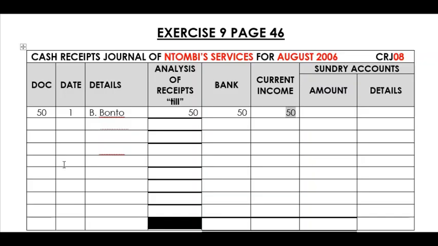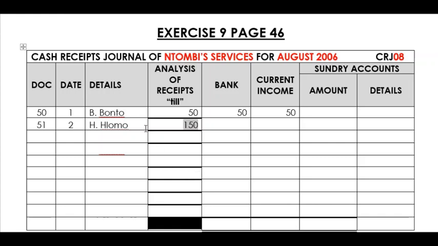Okay, so if you go to your CRJ, you will say this is receipt number 51 because it must follow on the previous receipt number there. Okay, then it was on the 2nd of August. We received it from H. Tlommel. I think that's how you pronounce that name. 150 Rand. It was the only receipt on this day.